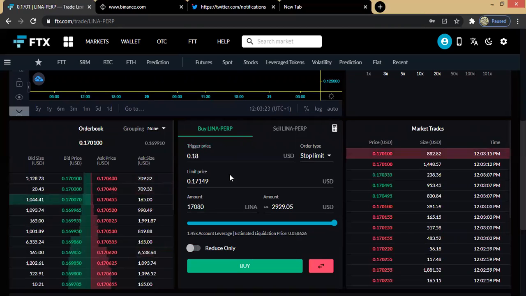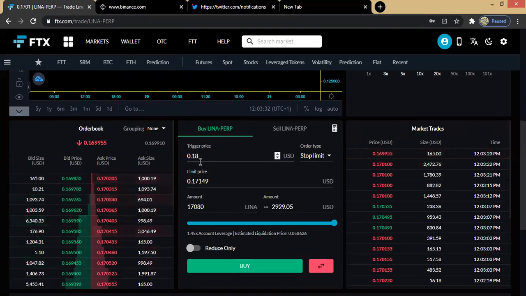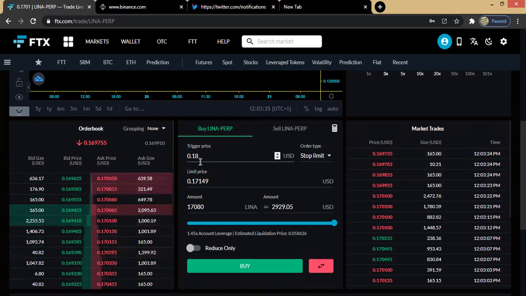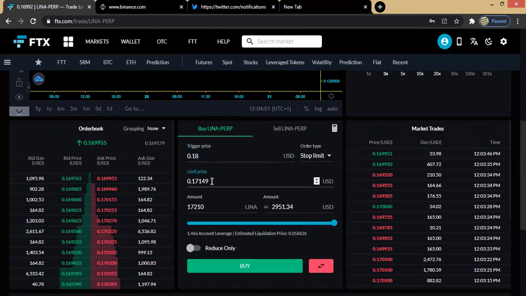Now, for buying, if you look at this place, we have the trigger price, and we also have the limit price. Now, if you're buying, you make sure that your trigger price is a bit lower than your limit price. That's for buying. Now, you want to buy at, let's say, the signal I gave you, I say buy at 18. So what it means is that if you're buying at this 18, this very 18 cents will have to be your limit price. Let me copy it.